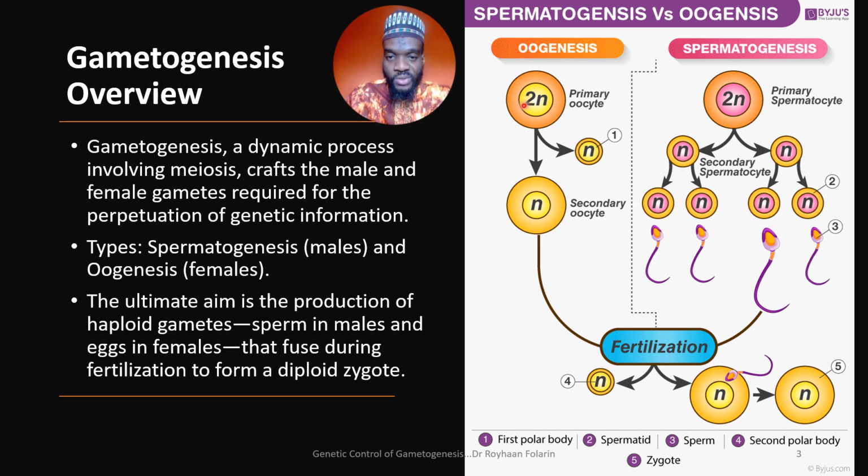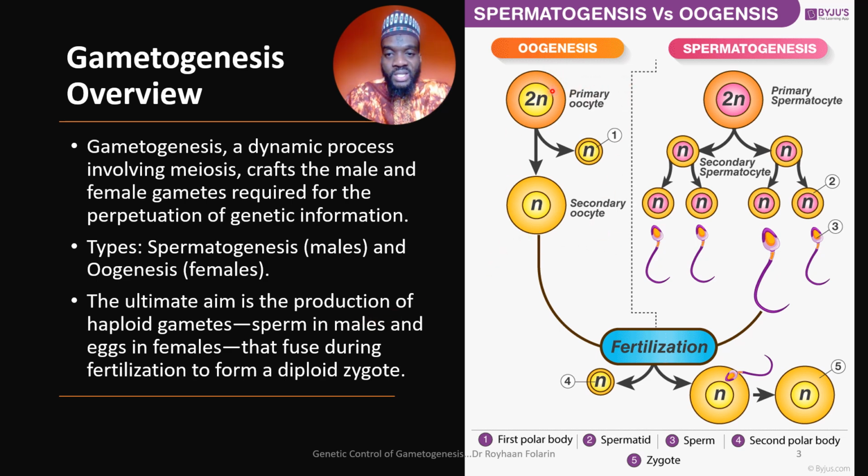So gametogenesis is divided into spermatogenesis in males and oogenesis in females. And the ultimate aim of the whole process is the production of haploid gametes. You see, they started as diploid, like with body cells, like with somatic cells, that is the cells in the rest of the body, every other part of the body except for the gametes. So the somatic cells contain two copies, right? Every chromosome has two copies. But for the sex cells, once fertilization is imminent, we need the gametes to be haploid. So that's why the ultimate aim is the production of haploid gametes.